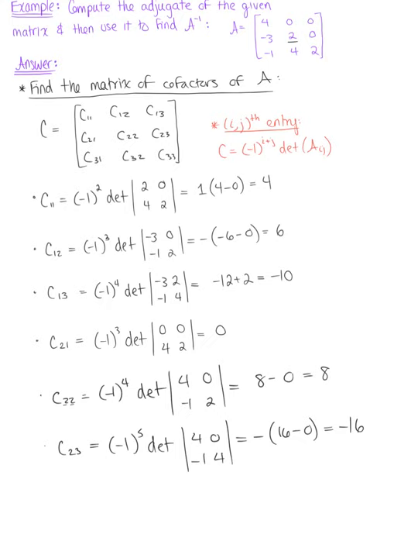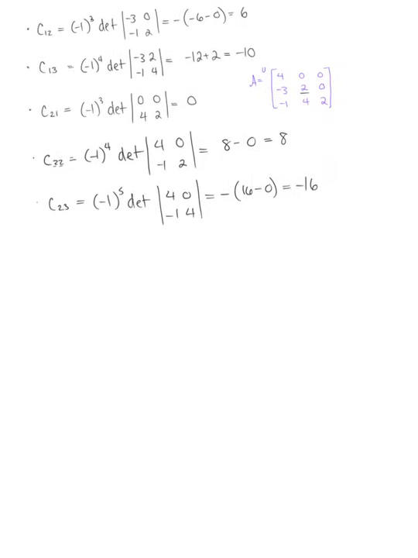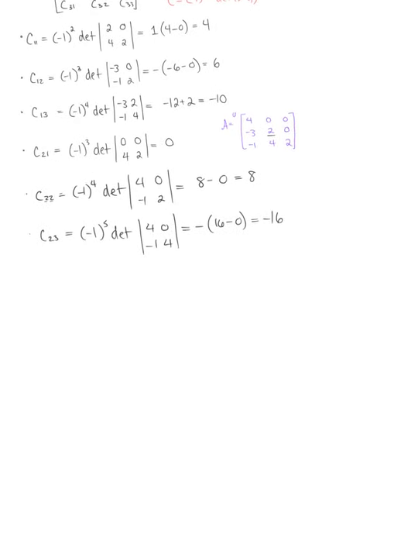I'm going to bring matrix A down here so that we can give ourselves more room and still see matrix A. Oh, we need all our cofactors. All right, last row. So we have the cofactor in the third row, first column, is -1 to the fourth multiplied by the determinant of the submatrix 0, 0, 2, 0, which is just 0.